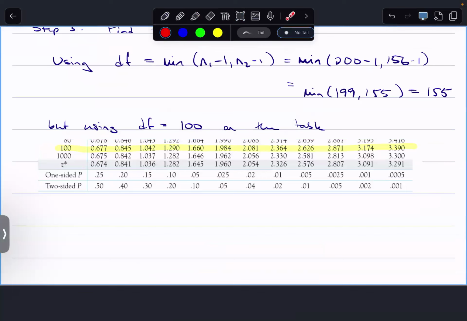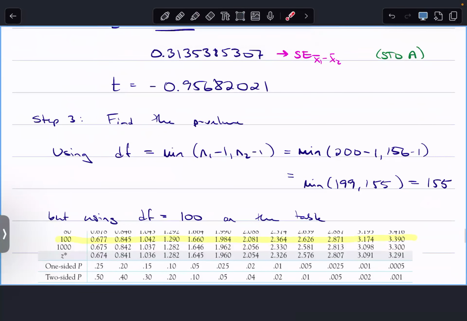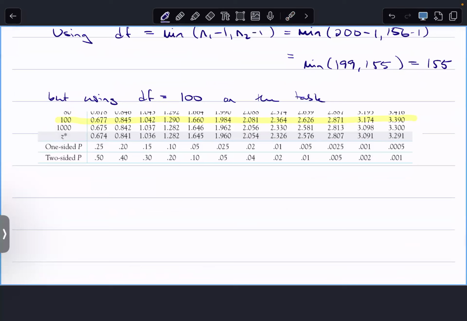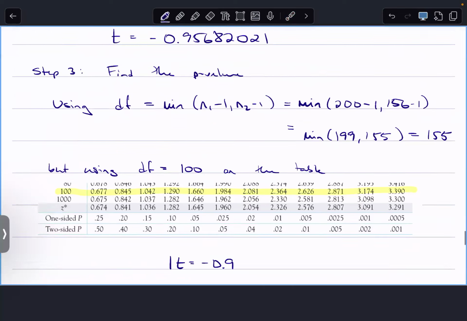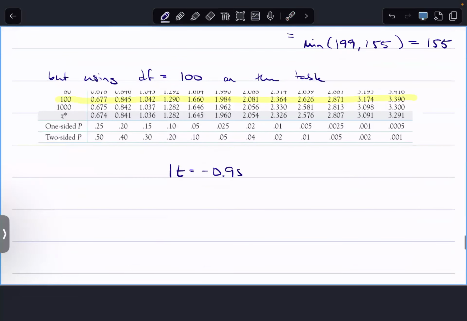So now I try to place my t that I calculated. I need to take the absolute value of it, and I have the absolute value of t equal to 0.9568, which is somewhere between 0.845 and 1.042.